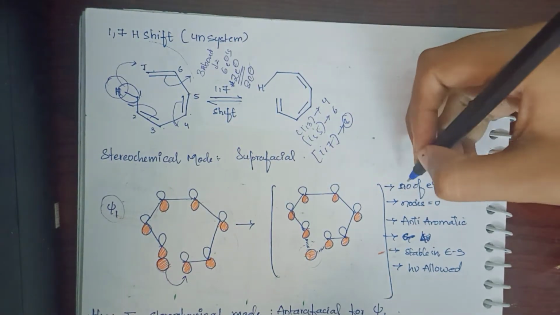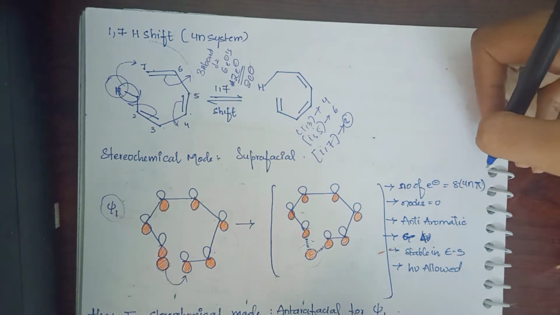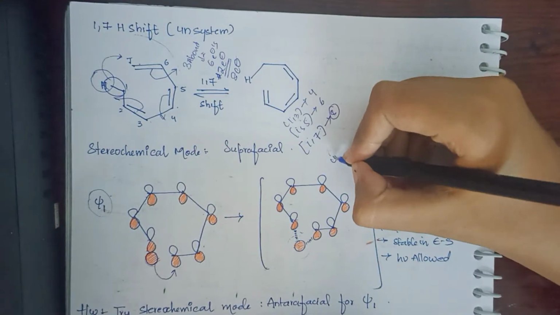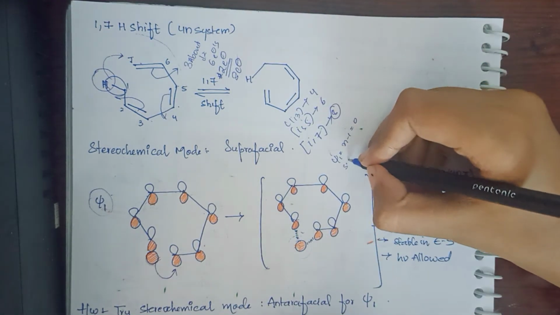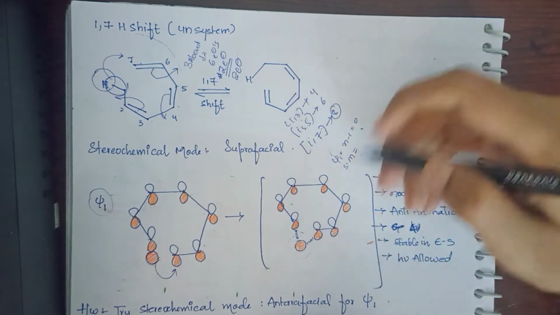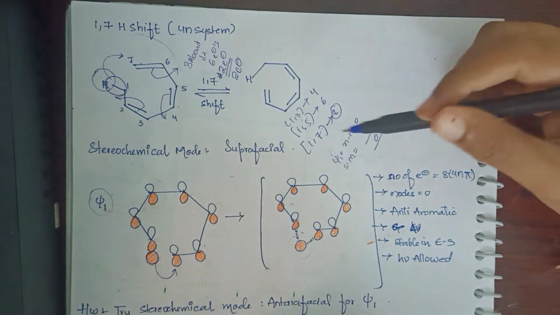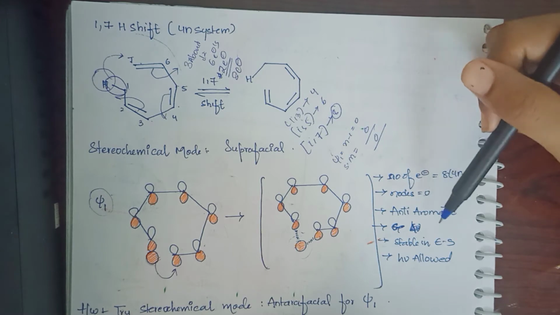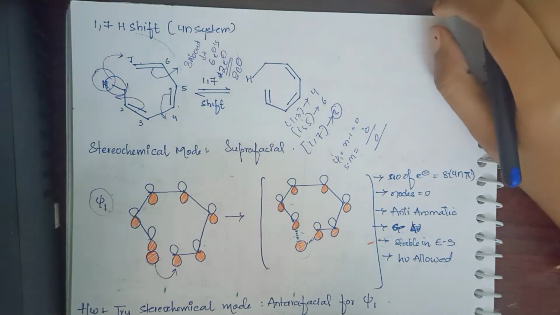Now the number of electrons is 8, and 8 is a multiple of 4, so it is a 4n system. Count the number of nodes. Ψ1 usually has n minus 1, that is 0 nodes. In the stereochemical mode, check whether any new node is forming. Previously it was attached to a bonding lobe, and now also it is attached to a bonding lobe, so 0 nodes. The total number of nodes is 0, and a 4n system with 0 or an even number of nodes is anti-aromatic. As it is anti-aromatic, it is stable in the excited state, and it is photochemically allowed.